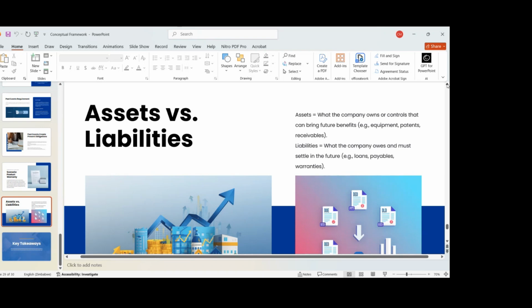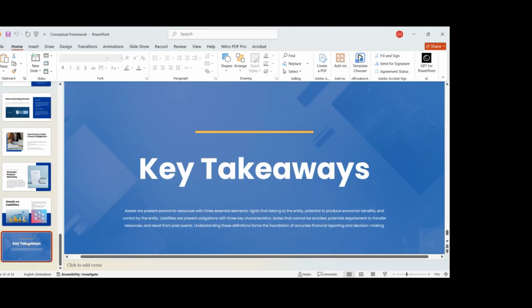Assets: what the company owns or controls, that can bring future benefits. Liabilities: what the company owes and must settle in the future, e.g. loans, payables, warranties. So what are the key takeaways here?